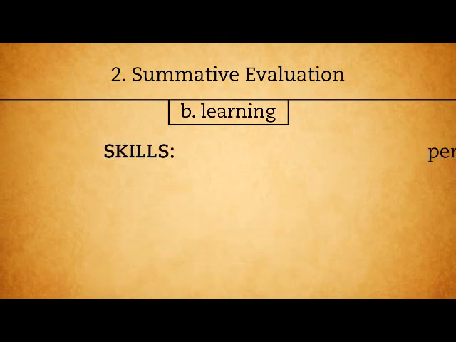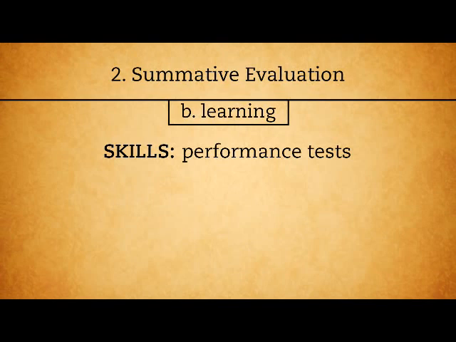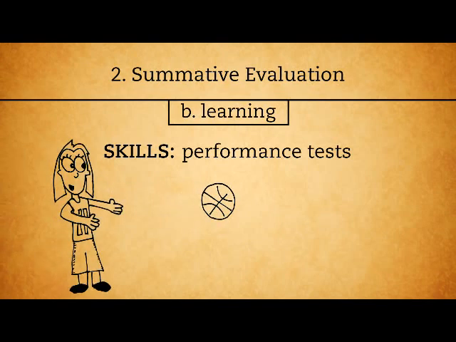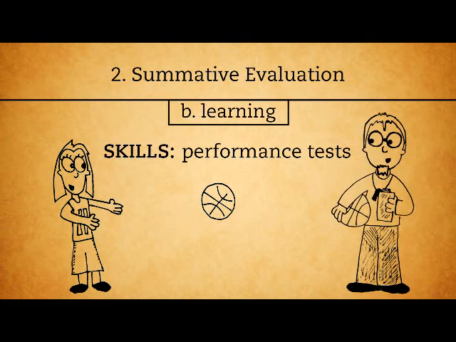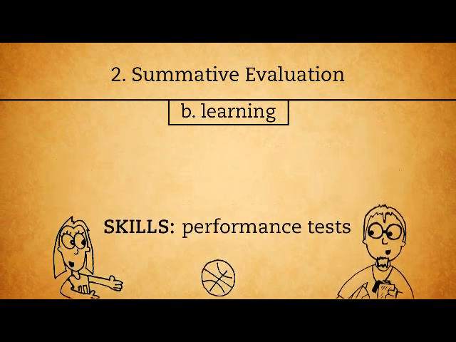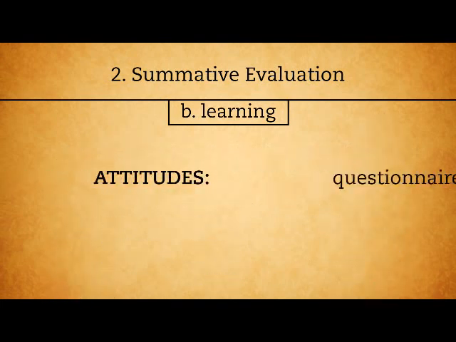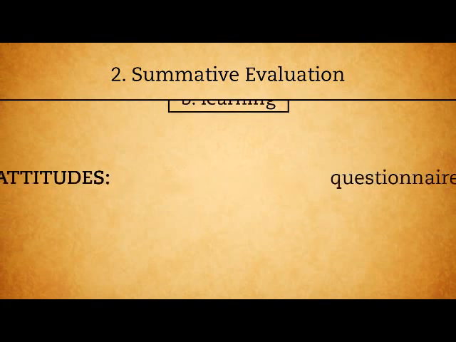Skills are typically assessed in performance tests. This could mean having students show you their passing, shooting, and dribbling form, while you took notes on a rubric you constructed beforehand. Attitudes are typically assessed on questionnaires, similar to the reaction surveys we talked about a moment ago.